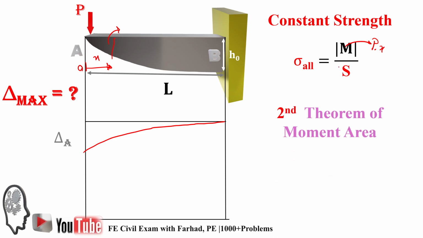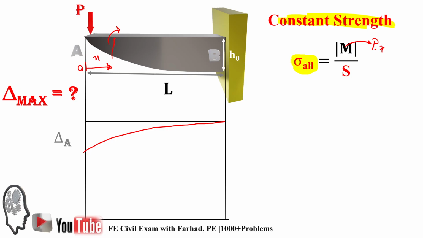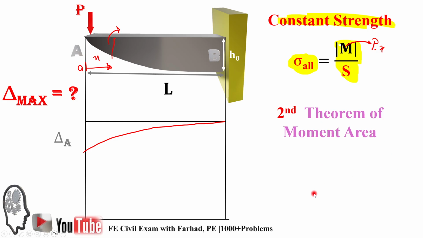So they design the beam in such a way that the stress or strength of the beam remains the same by playing with these two components. The other consideration is that with the second theorem of the moment area method, we can calculate the maximum deflection.